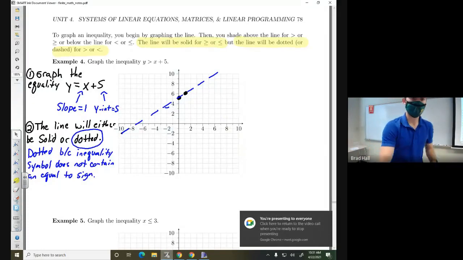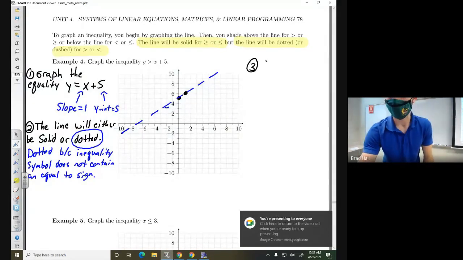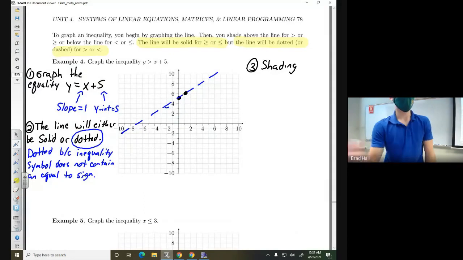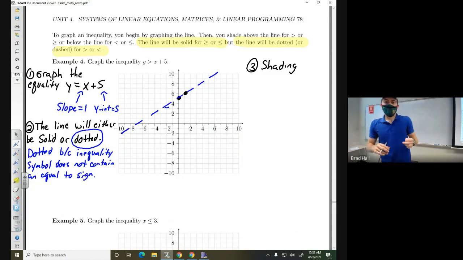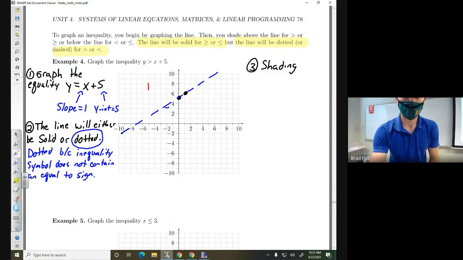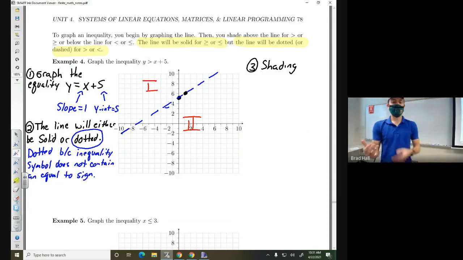So the third step is something called shading. Now with inequalities, it's not good enough to say that a line represents the graph. Inequalities also introduce a whole entire region. So I think we can all agree that this graph has been split up into 2 regions. The region above the line and this whole region below the line. We have to determine which one of those 2 regions do we shade. Do we shade the top one or the bottom one? So the question is, how do we do that?